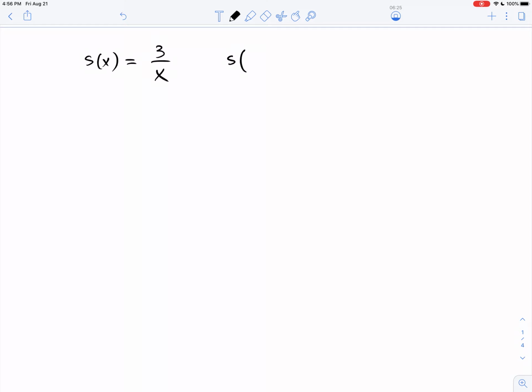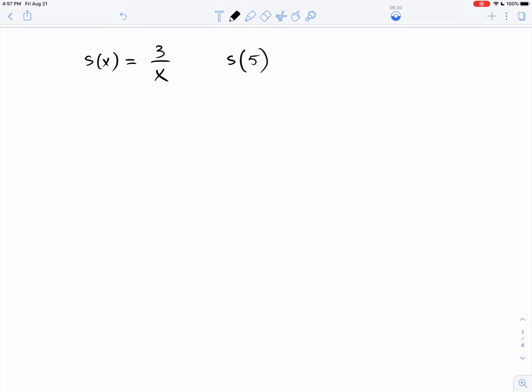What is S of 5? Well, what do they want me to do? They want me to replace the variable with 5. So I would say, you mean 3 over, not x, but 3 over 5. Yes, indeed, that's the answer they'd want, 3/5. Well, that's really easy. Function notation is not difficult. You just have to know how to read it.